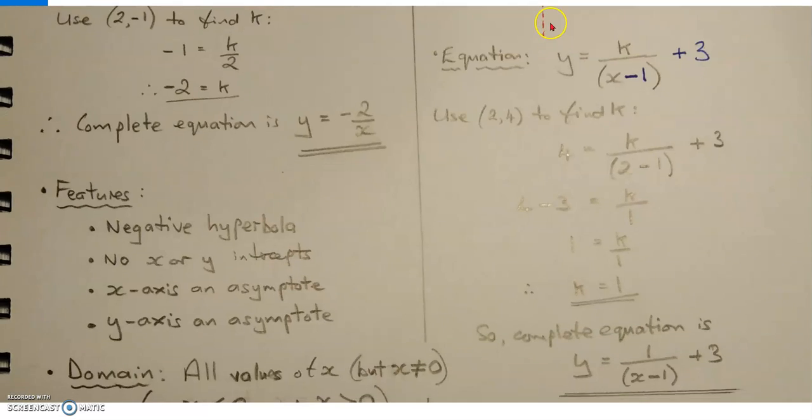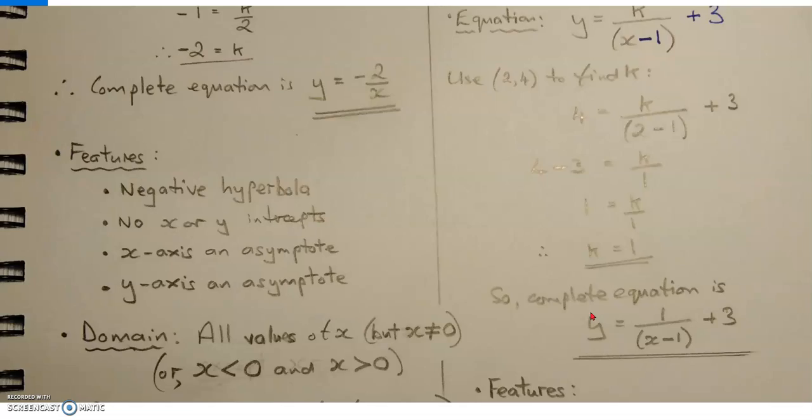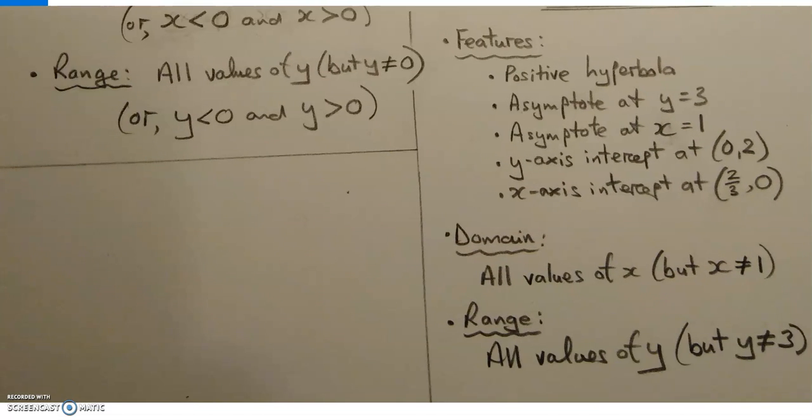Okay, now if you did all of that, mentioning the features and the domain and the range of your graph, you will get excellence, as well as finding the equation of the graph correctly.